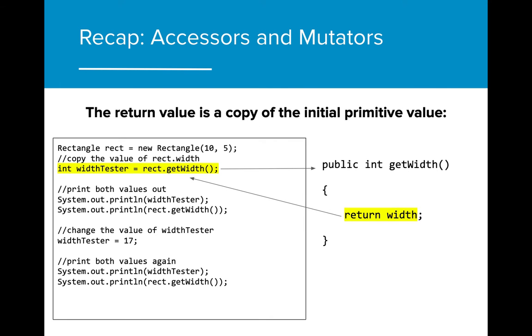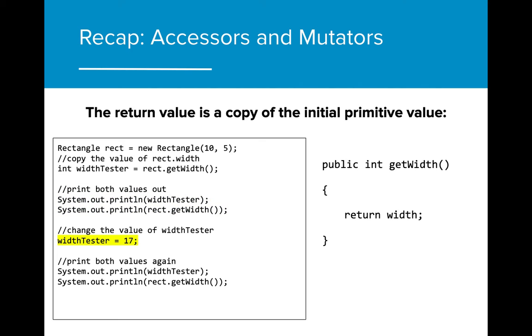When a primitive value is returned to a program, the value is a copy of the initial primitive value. Here, the int widthTester is being assigned the value of rect.getWidth. Because the rectangle's width has been assigned the value 10, the value 10 is returned from getWidth and assigned to the variable widthTester. When we print the values widthTester and rect.getWidth, they return the exact same value. This is to be expected, as widthTester has been given the value of rect.getWidth.